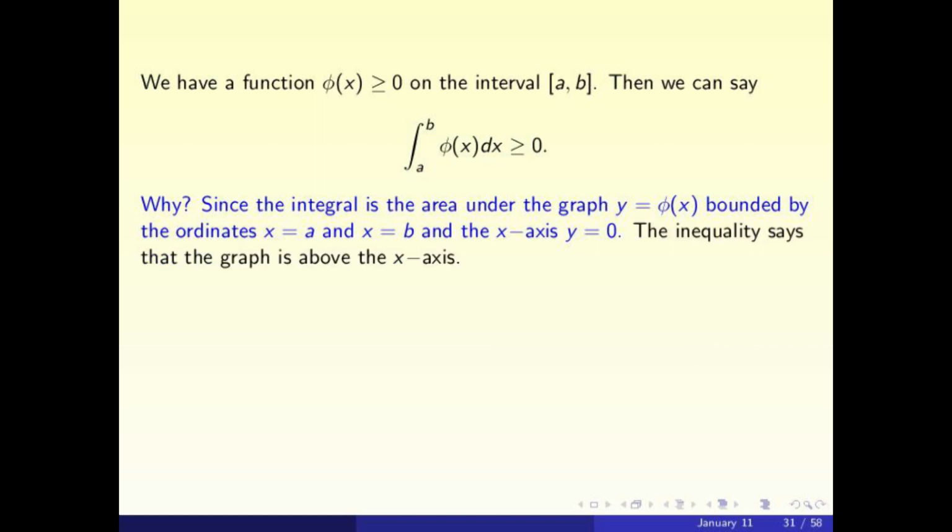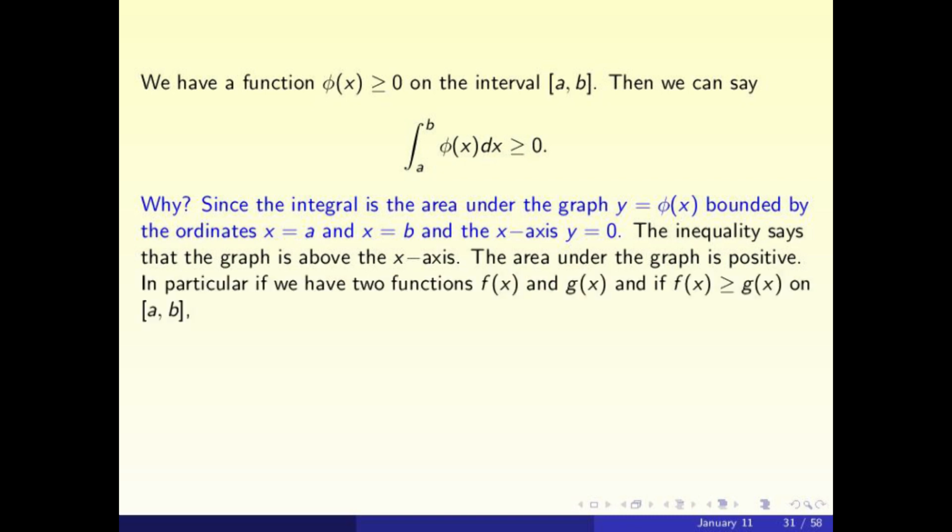But what does this inequality tell you? The inequality tells you that the graph of phi of x lies above the x-axis. If the graph lies above the x-axis, then the area under the graph is going to be always positive. And that's all that you need to say to prove this.